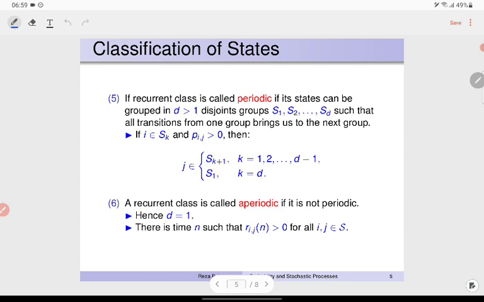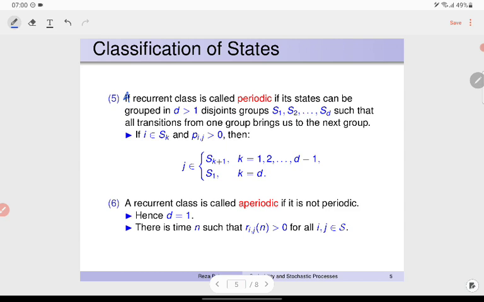Fact number 5. A recurrent class is called periodic if its states can be grouped into D, which is larger than 1. So that means that at least 2 disjoint groups S1, S2, and so forth until SD, such that all transitions from one group bring us to the next group. Look at this. So there is a particular pattern in the occurrence of these states. So a recurrent class is called periodic.